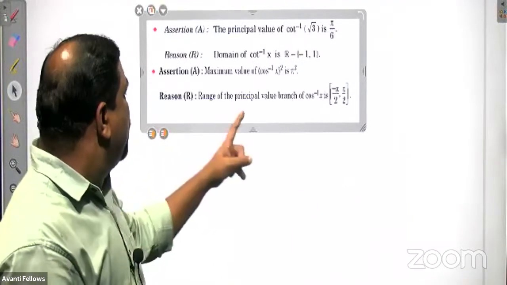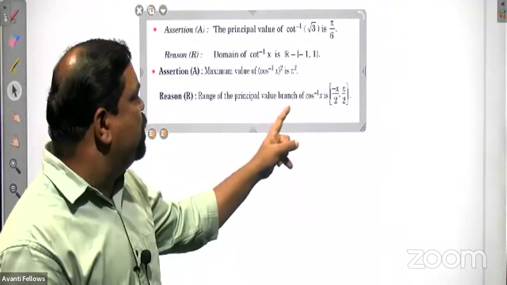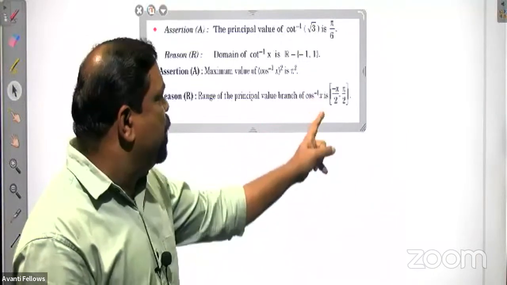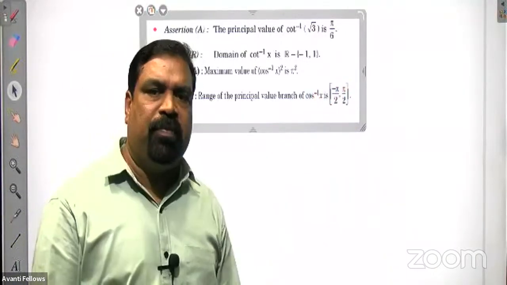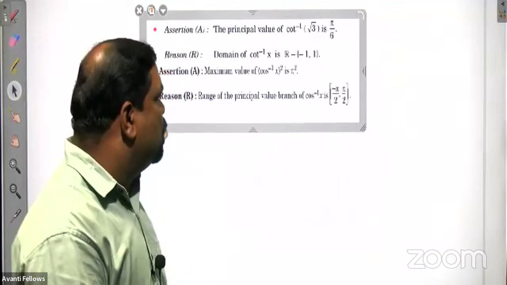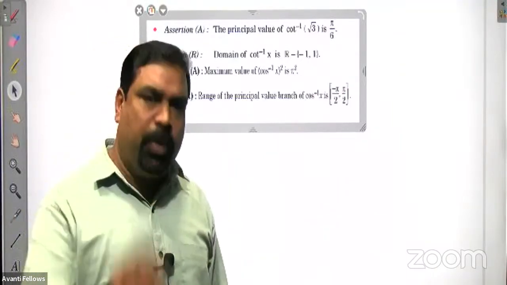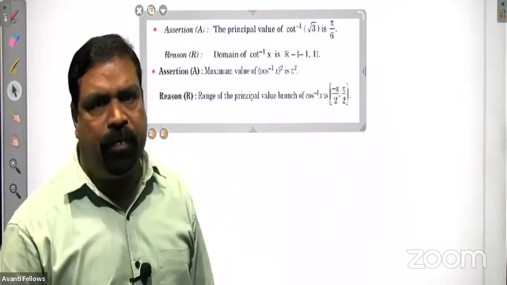What is the reason? Range of the principal value branch of cos inverse x is minus pi by 2 to plus pi by 2. That is false. Range of cos inverse x is 0 to pi.